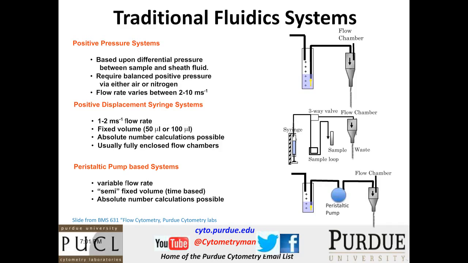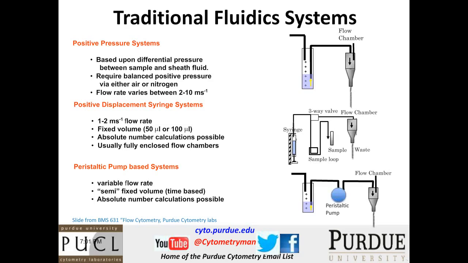But traditionally there were two types of systems. There was a positive pressure system and there was a positive displacement syringe system. These have been around for decades. And you know that in the positive pressure system, the key to stable flow here is having an appropriate differential pressure between the sample pressure here and the pressure on the sheath flow in here.